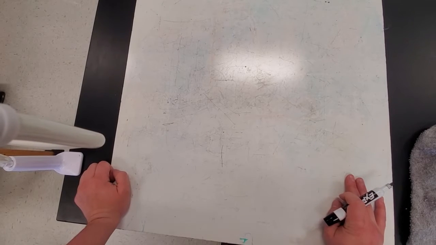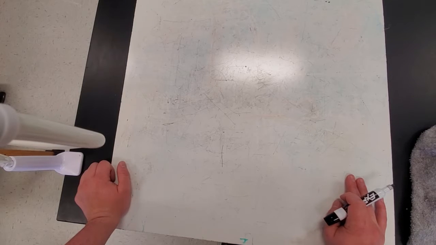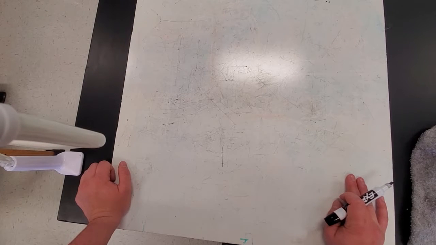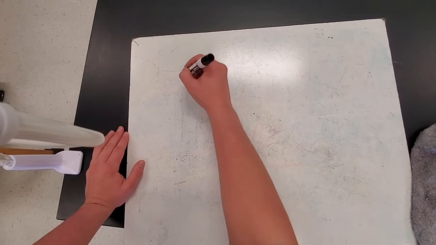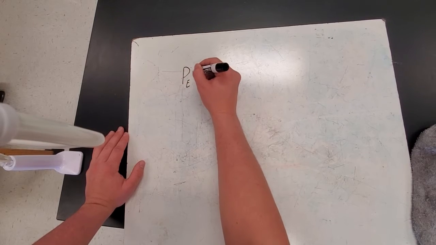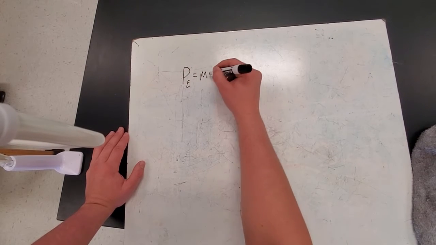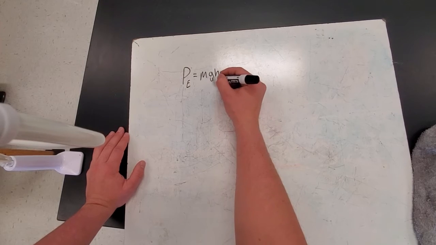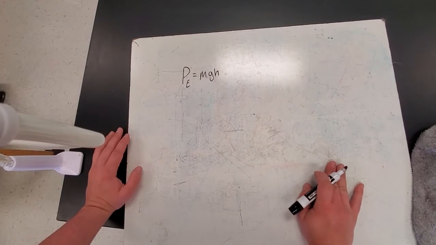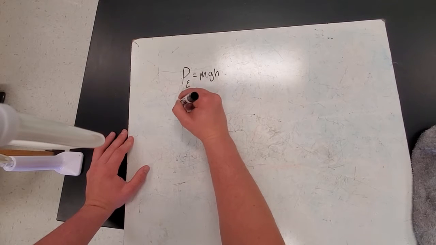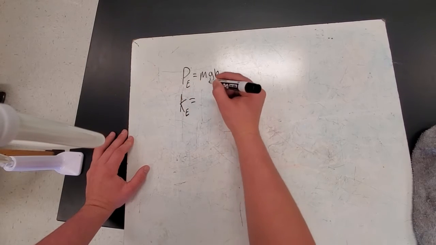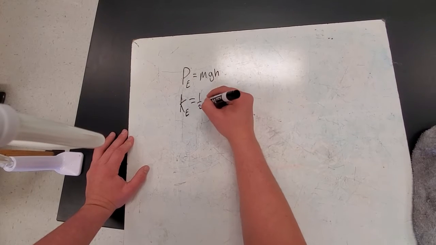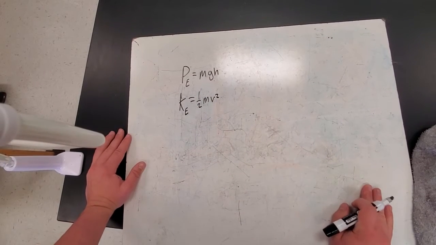Conservation of energy. It's the same principle as momentum, right? Initial is equal to final, but this time, instead of looking at momentum, we're looking at energy. And we have two different formulas for energy that we're going to be using right now. We have the potential energy, which we say is equal to mgh, g as in gravity on Earth, right? And we have kinetic energy, which we say is 1/2 mv squared.